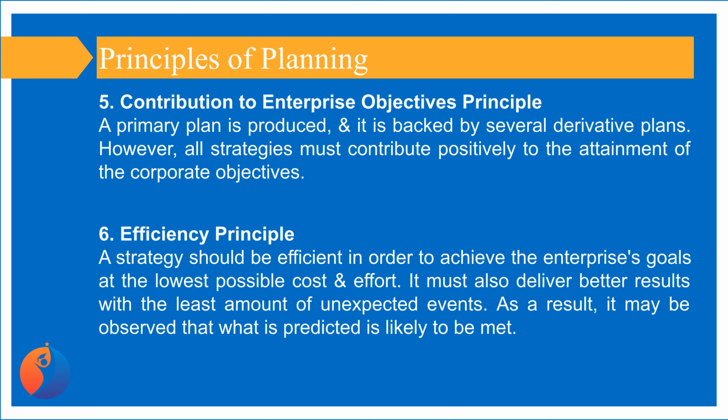Number 6 Efficiency Principle. A strategy should be efficient in order to achieve the enterprise's goals at the lowest possible cost and effort. It must also deliver better results with the least amount of unexpected events. As a result, it may be observed that what is predicted is likely to be met.